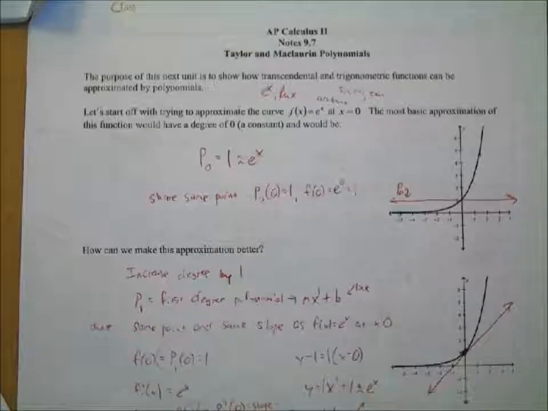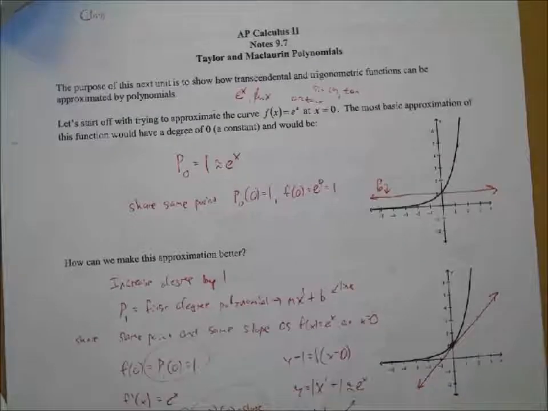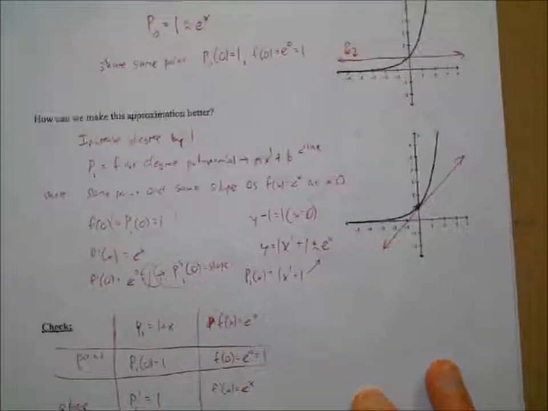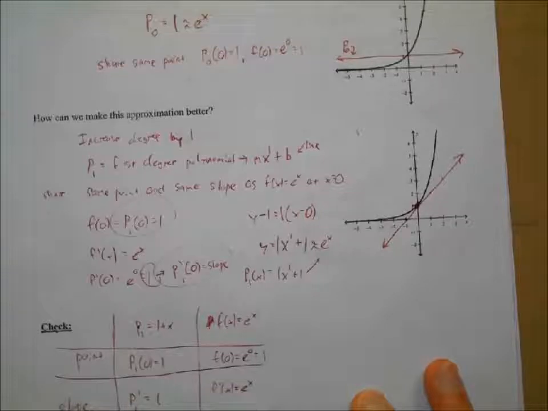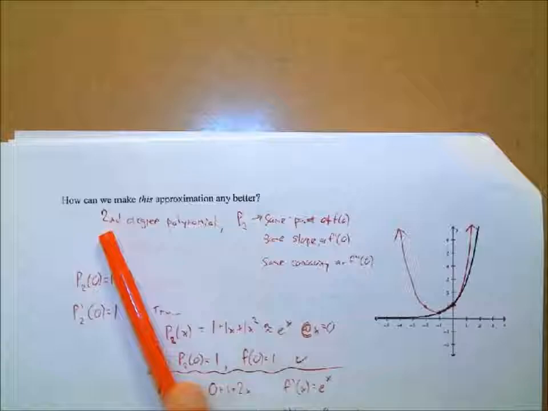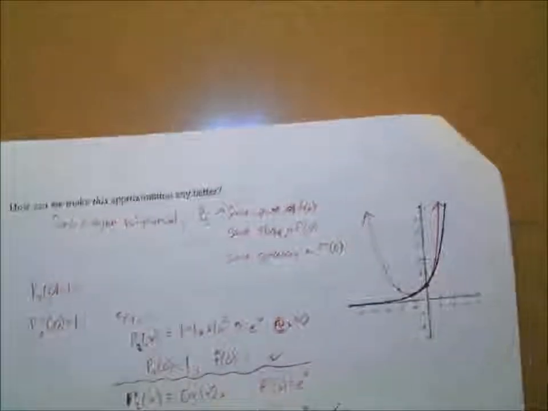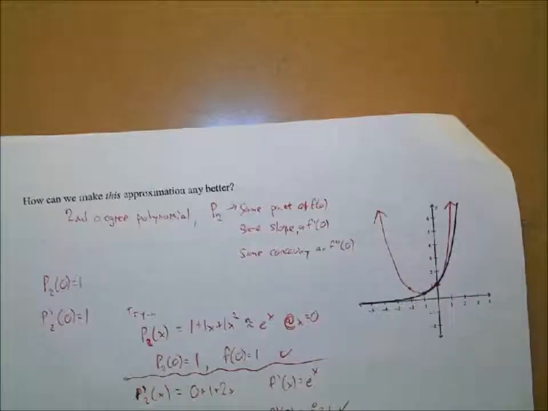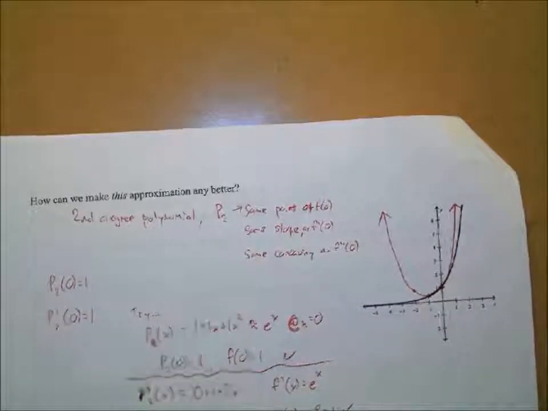We increased the degree of our polynomial by 1, making sure that not only the polynomial is equal to the function at x equals 0, but also that the first derivative of our polynomial approximation was equal to the first derivative of the actual function. Then we continued with more and more derivatives. For the second degree polynomial, we made sure the function, its first derivative, and its second derivative all matched up with those of the original function. And it gave us something like this.